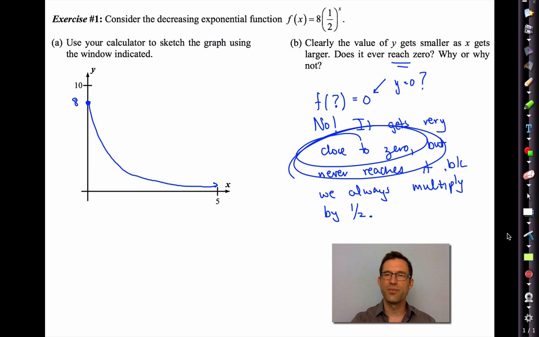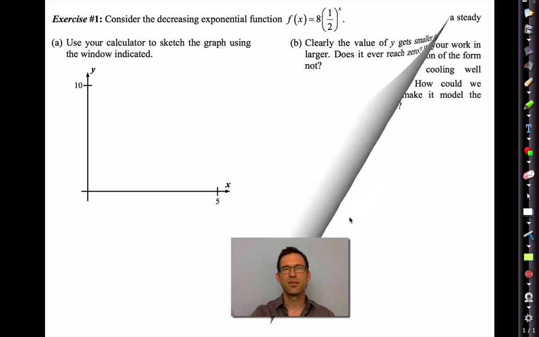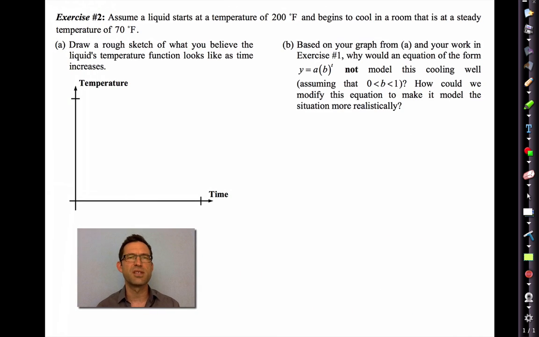All right, let's do it. I wish we had a temperature probe, a cooling liquid, all that, so you could really see this. But let's start off with some easy numbers. Let's assume that a liquid starts at a temperature of 200 degrees Fahrenheit and begins to cool in a room that is at a steady temperature of 70 degrees Fahrenheit. Now this is important, okay? The room is at 70 degrees and it's always going to be at 70 degrees. And what we're assuming here is that the room is very large compared to the liquid.